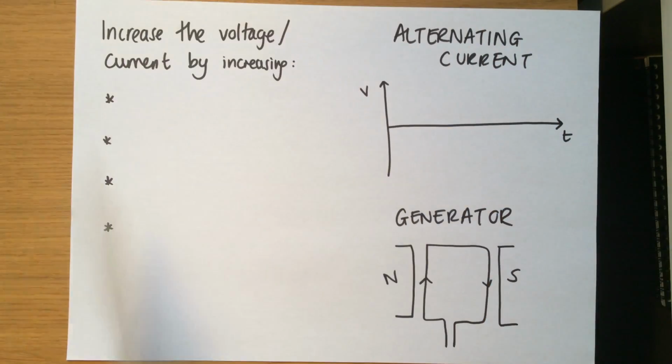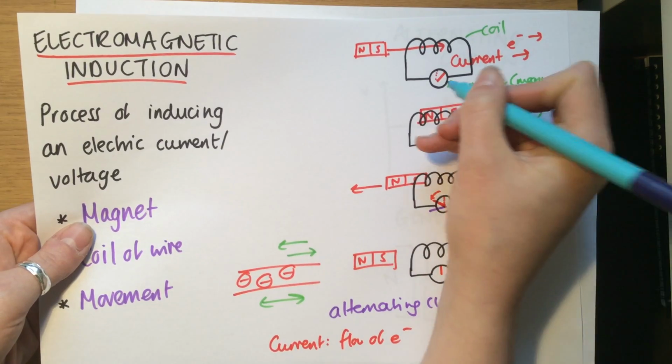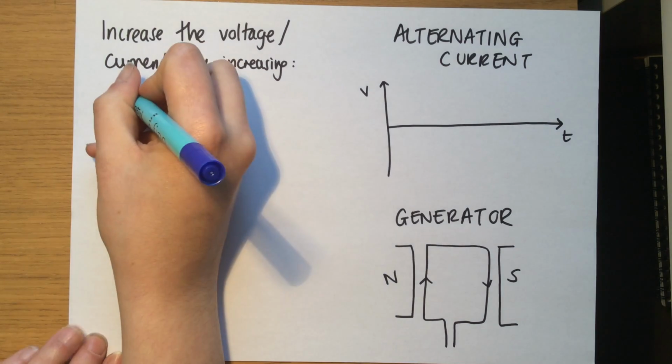But first things first, we're going to look at how we can make this current or voltage bigger. How can I make this ammeter go further over, to here or to here, instead of just to there? Now there's 4 ways I can do that. I can use a stronger magnet.